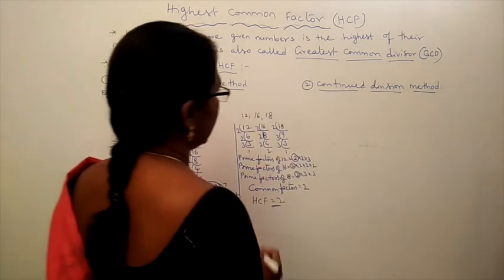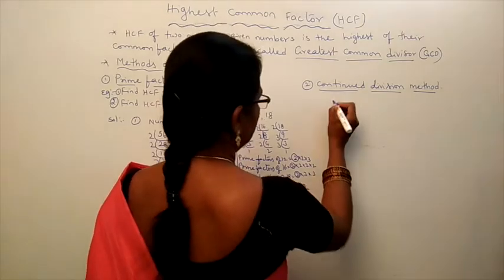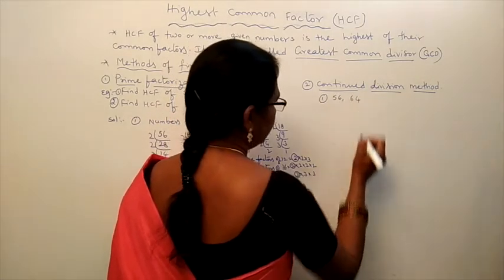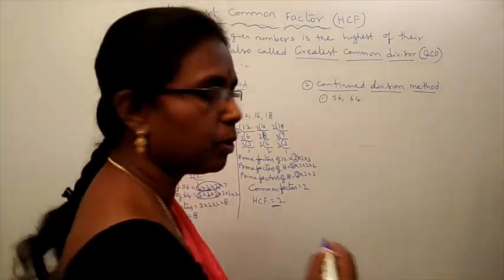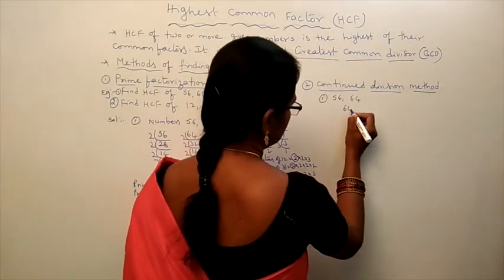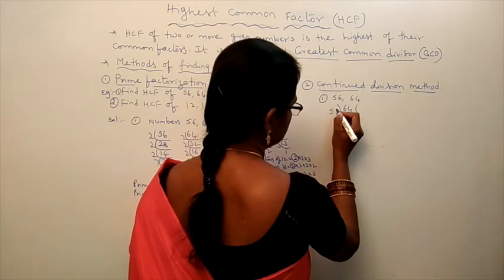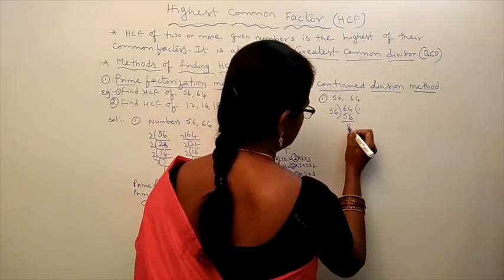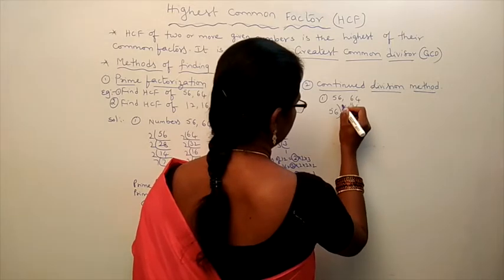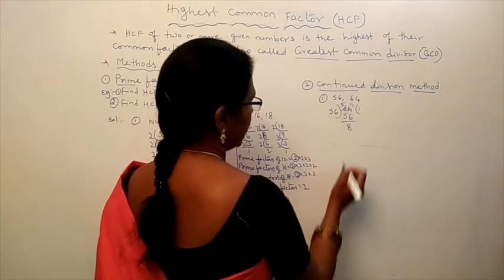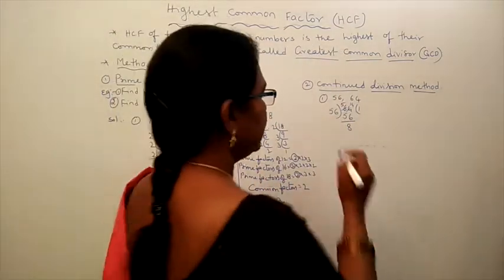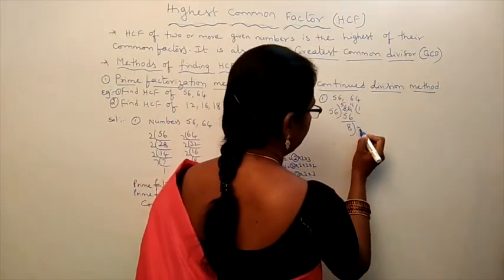Now, how to do the continued division method? What is the first question? 56, 64. You have to divide the bigger number by the smaller number. Now 64 divided by 56: 1 one is 56. Next you will get remainder 8. Now that remainder will become the divisor and the divisor will become the dividend.